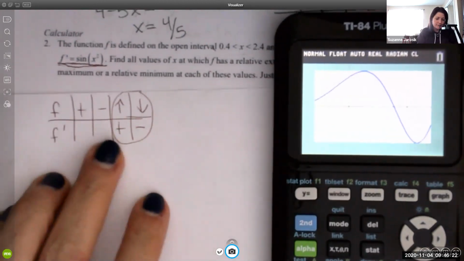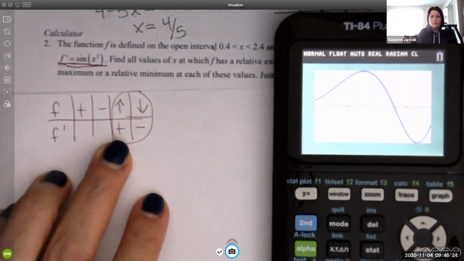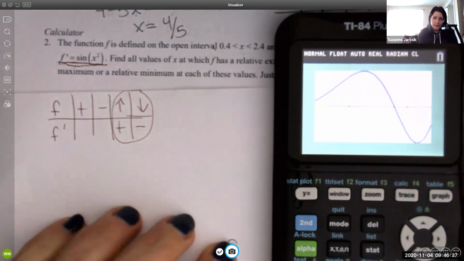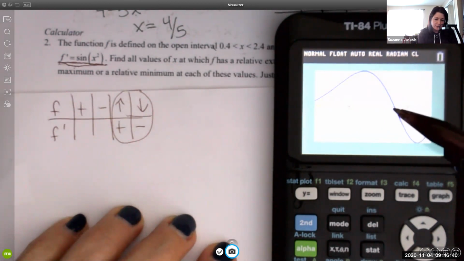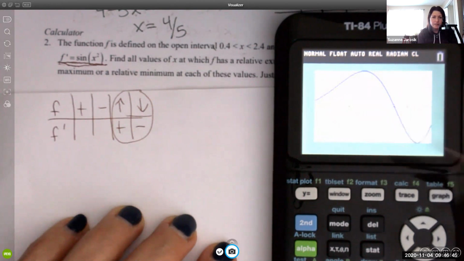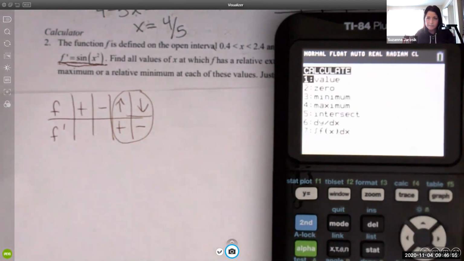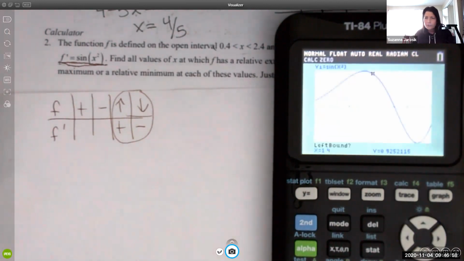So again, if we're looking for relative maxes and mins, we need to know where we have changes in our derivative graph from positive to negative. So that would mean we are just concentrating on right here because we already set the domain for ourselves. This is where that sign change happens. And what kind of a sign change is it? Positive to negative. Okay. So I need to find the 0. So second, trace function 2 for 0.